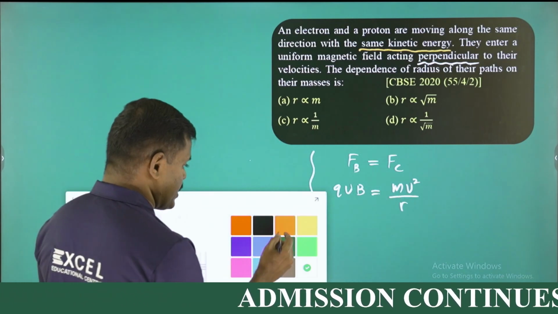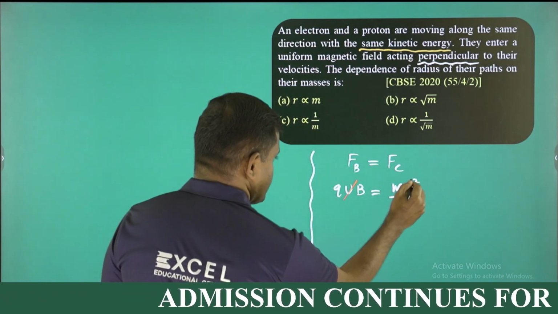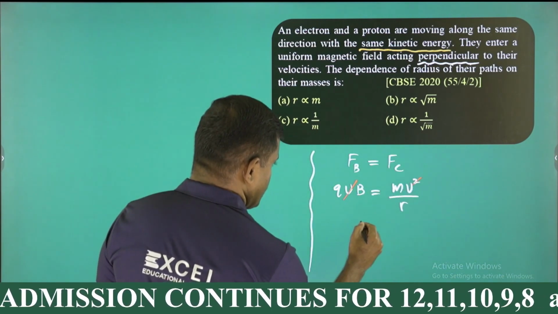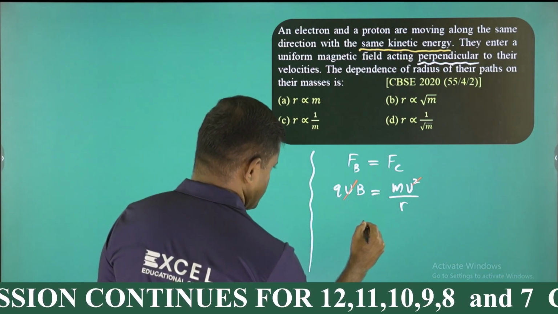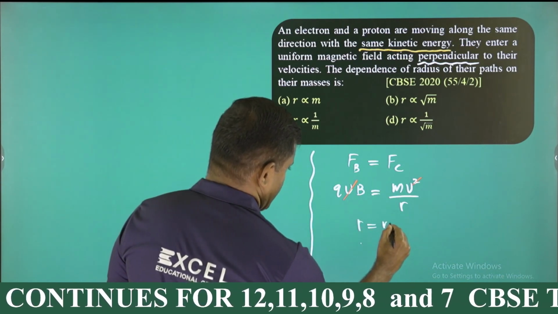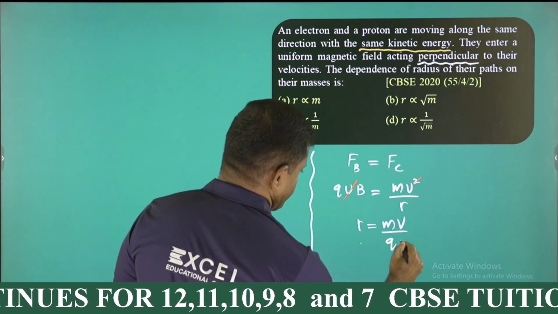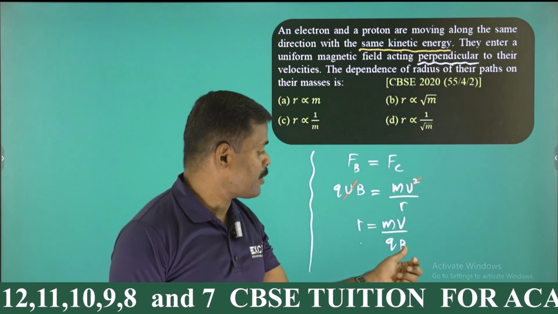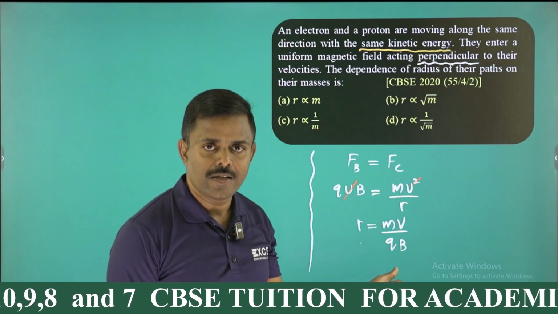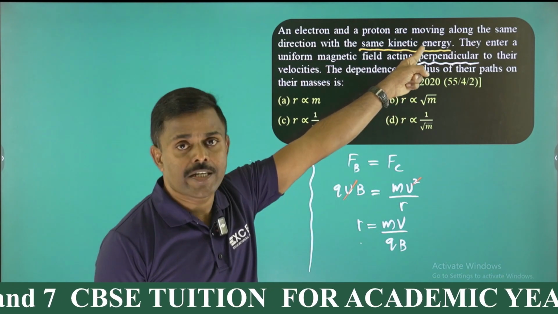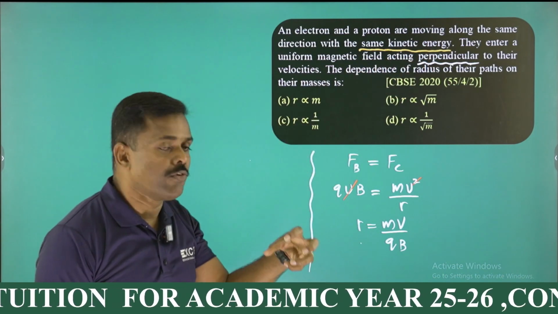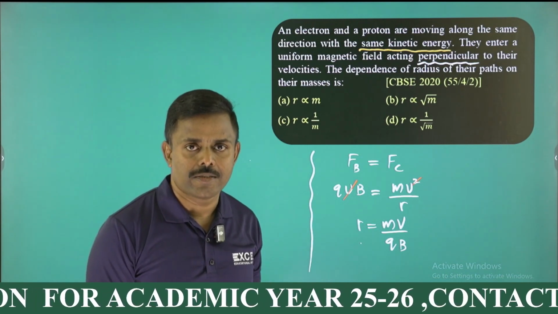Let's cut the common terms out. Tell me what you're going to get. V and V are gone. So I am getting radius from this. Radius is mv divided by qB. They are asking for dependence of radius, but this equation is not enough. Why? They have mentioned kinetic energy in the question. So I must get kinetic energy involved somehow. How can I do that?